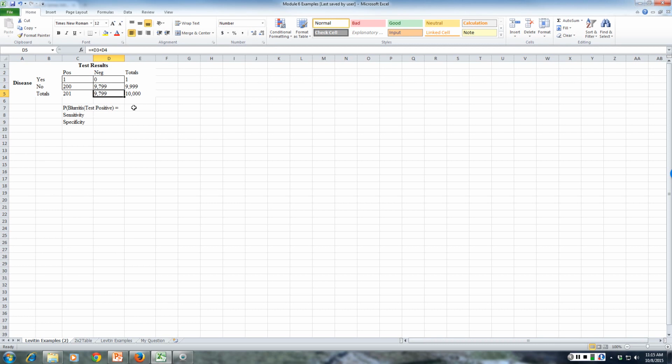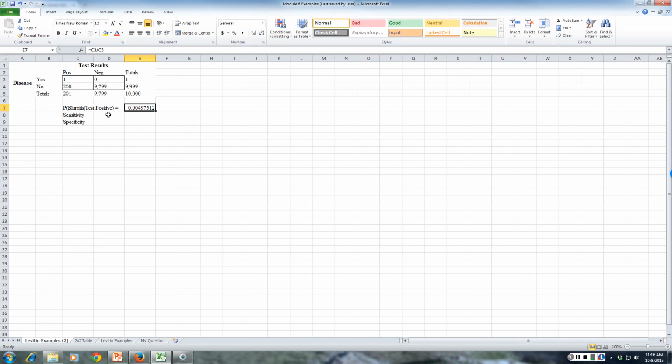So the next question is, our real question was, what is the probability of having bleuritis given that you tested positive? So this is equal to the number of true positives divided by the total number of true positives and false positives, which is this number right here, 201, and that gives us our probability of 0.004975, roughly half of 1%.